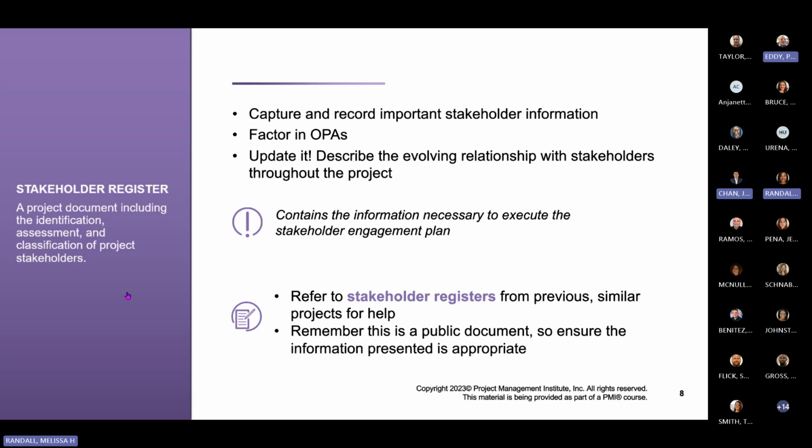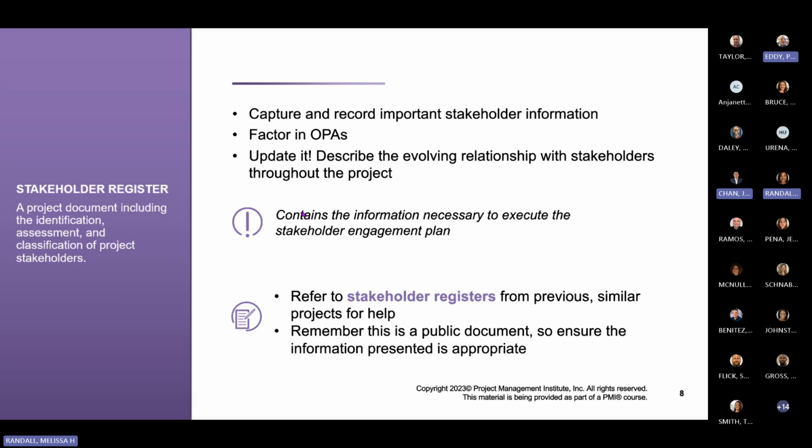OPAs, remember that term, you'll see that a lot, and PMI uses it a lot. And then we want to say updated, to describe the evolving relationship with stakeholders throughout the entire project. So remember I said we would identify some of our stakeholders up front, but as the project progresses, you may find that there are some stakeholders who now need to be taken into consideration, or others who are no longer a stakeholder. Maybe they left the company or they're no longer working on the project. So we just want to make sure you are taking into consideration any changes within the stakeholders.